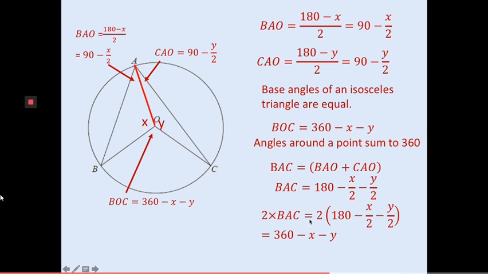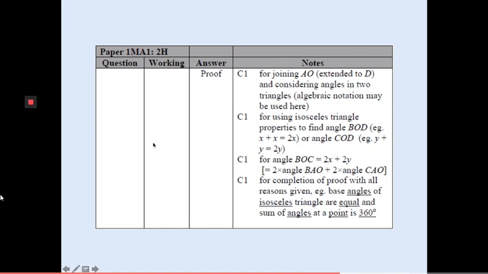Now if I double that, I'm going to get 360 take away x, take away y, which is, so double BAC is the angle at BOC. So we've proved that the angle at the centre is twice the angle at the circumference. That's the mark scheme for this question.